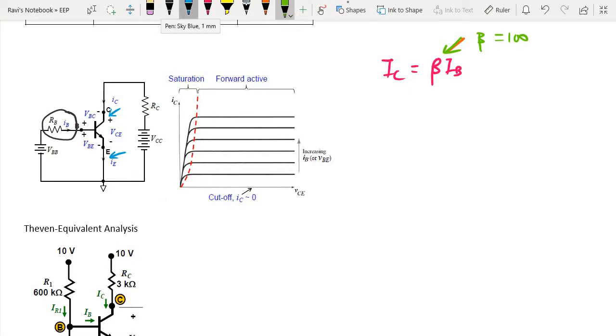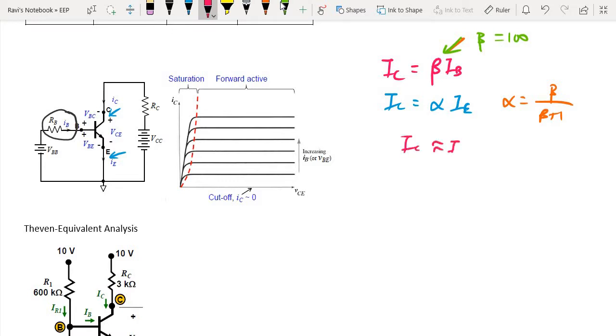Okay, so besides this formula, you also have a few other formulas. IC equals alpha IE, and alpha is given as beta over beta plus 1. So you can see that beta over beta plus 1 is approximately 1, correct? So in some cases, you can say the IC is almost equivalent to IE. And of course, by rearranging some of these formulas, you can also get another relationship that IE equals beta plus 1 times IB. All right, so these are the formulas associated with the transistor.